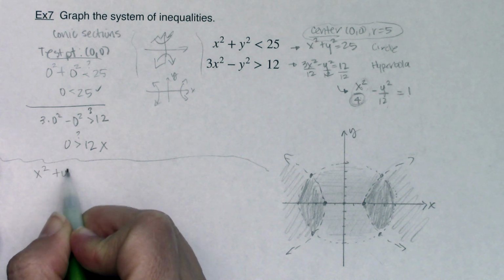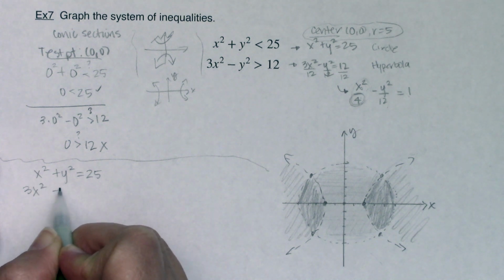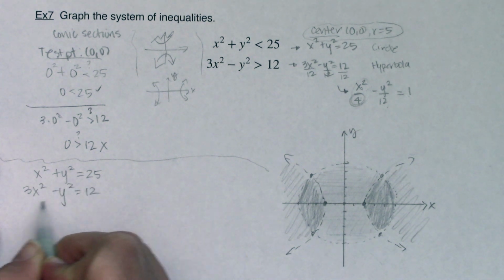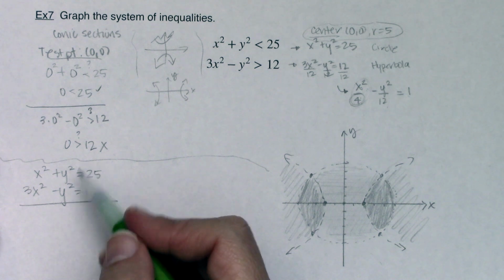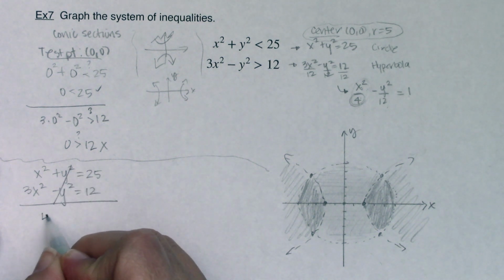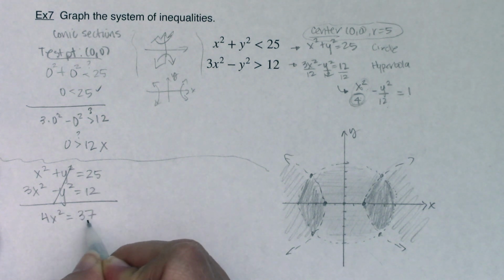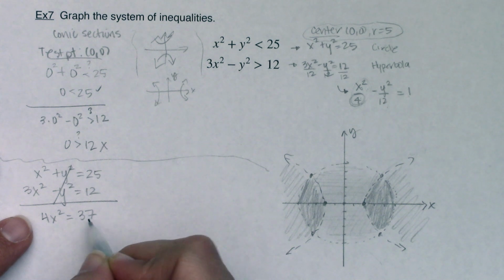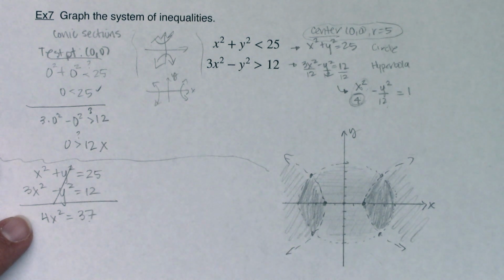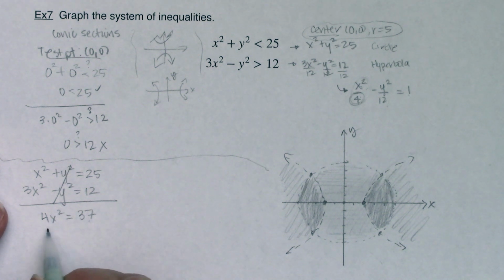If I have x squared plus y squared equaling 25 and 3x squared minus y squared equaling 12, I could add these equations together and eliminate the y squareds. And you might be thinking, well, that's not bad, 4x squared is going to equal 37, until you see the 37 here. Since that's not a nice number to take the square root of, I'm going to have all sorts of radicals in play. So when I divide 4 over, I get x squared equaling 37 over 4.